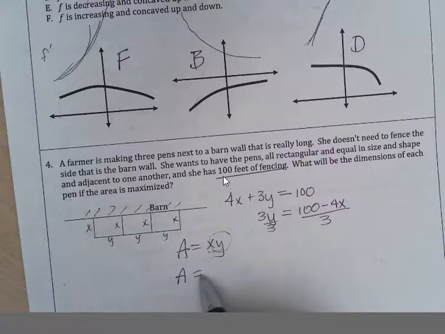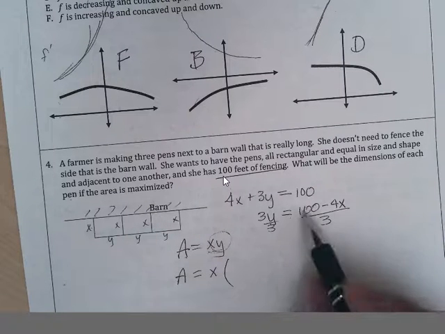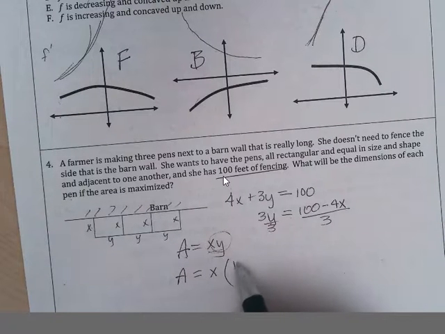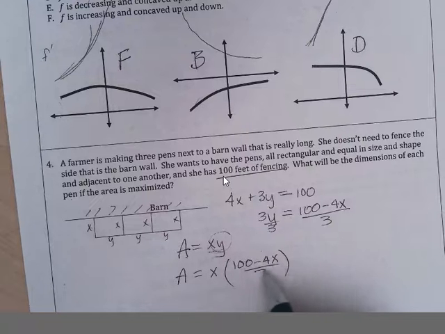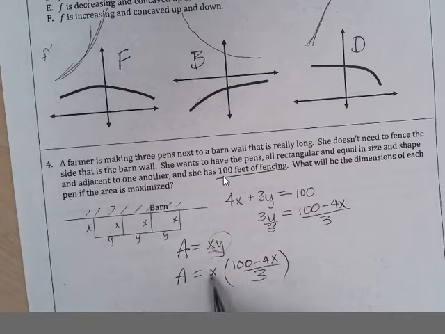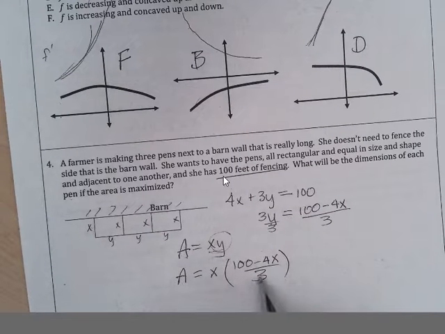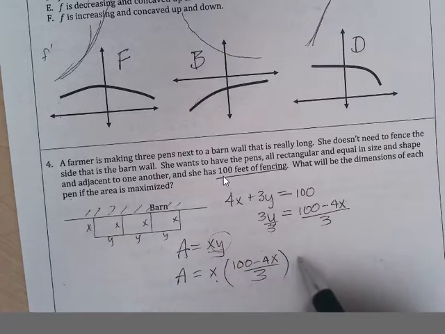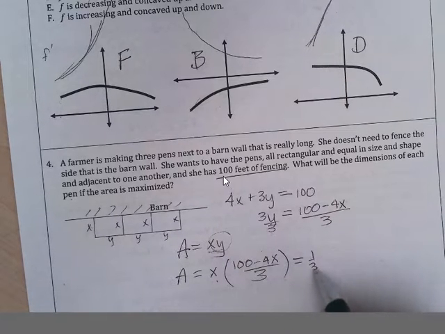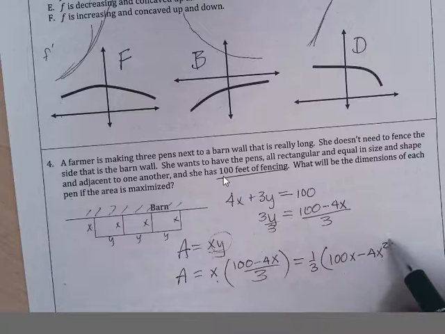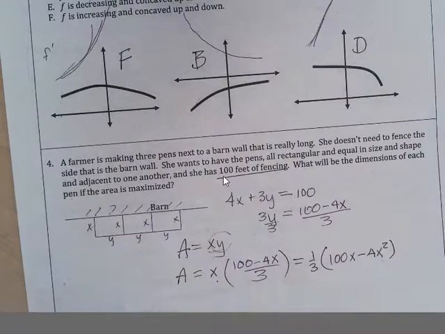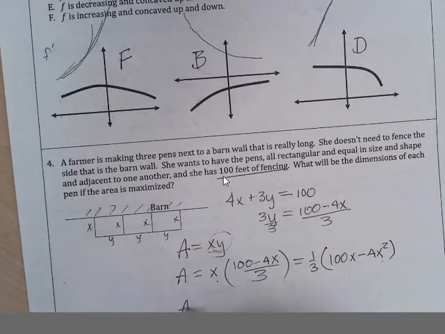the area is x times 100 minus 4x divided by 3. So I'm going to distribute in the x and undistribute the 1/3. So this is going to be 1/3 of 100x minus 4x squared. So to maximize, I take the derivative and set it equal to 0.